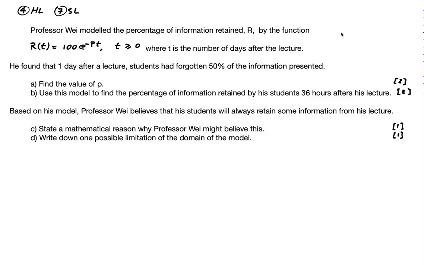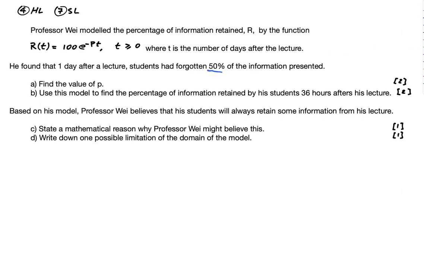Okay, question 4 for HL, 7 for SL. So Professor, we modeled the percentage of information retained by this function. He reckons his students forget information after his lectures, and this is how he's modeling it. T is the number of days after the lecture. He found that one day after a lecture, students had forgotten 50% of the information retained. Find the value of P.